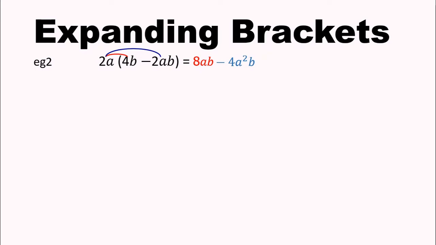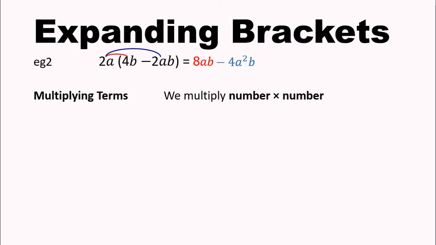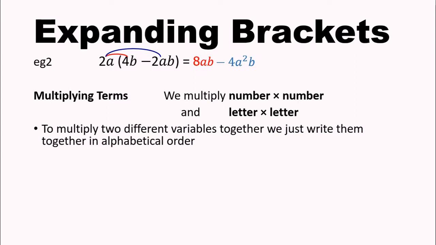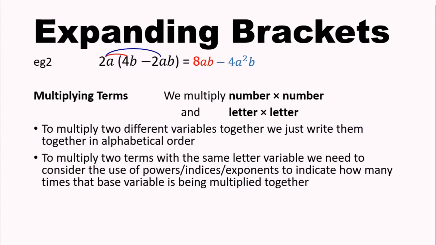Again, to quickly go through how we did that, when multiplying terms, we multiply the numbers together. So I did the 2 times the 4 to make the 8, and we do letter times letter. So I did a times the b, which multiplied together just makes ab. To multiply 2 different variables together, we just write them together in alphabetical order. To multiply 2 terms with the same letter variable, we need to consider using powers or indices or exponents.